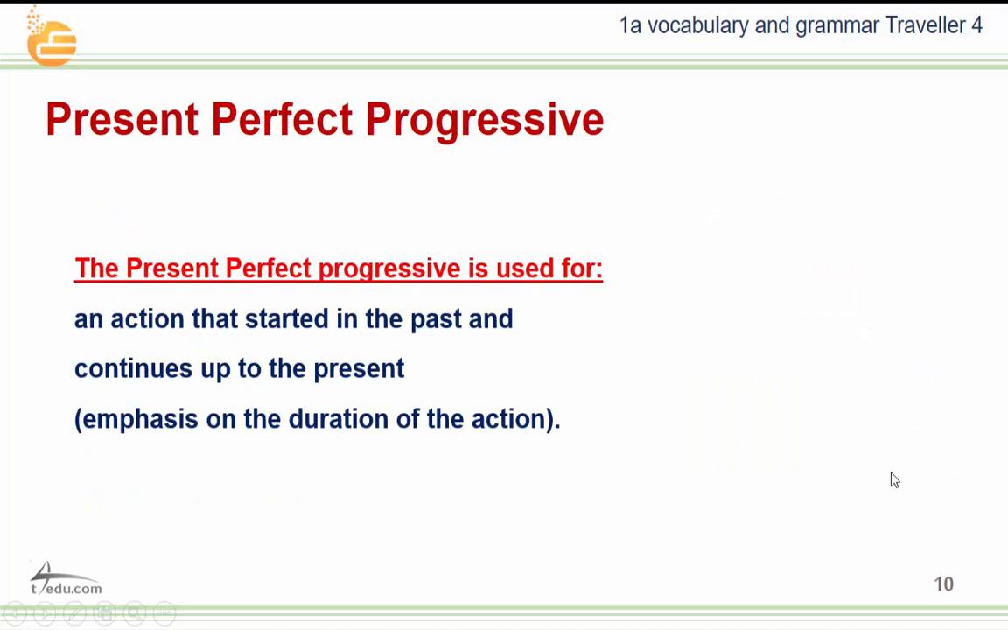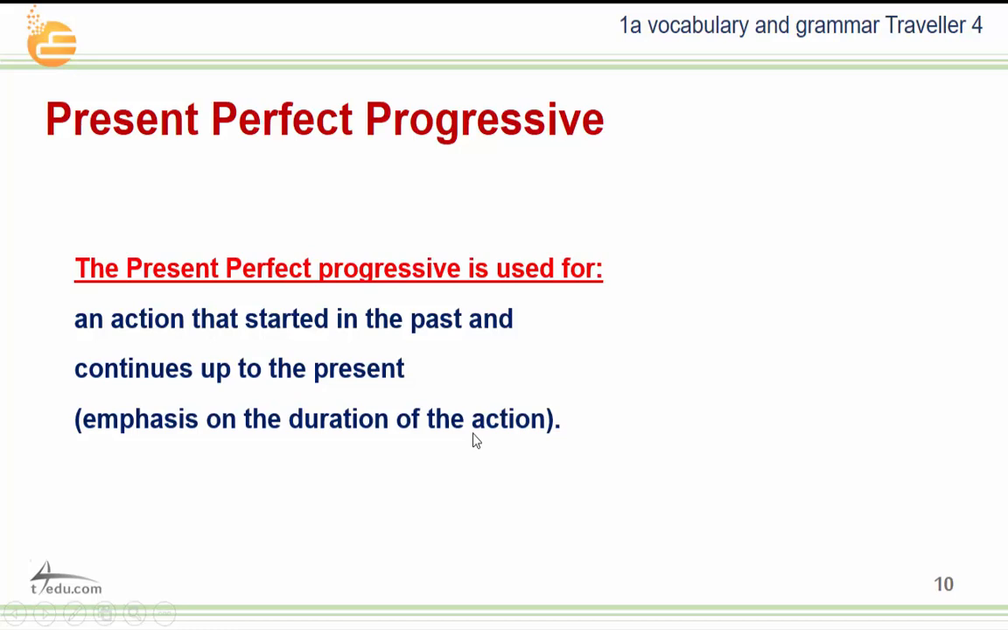Now we are going to talk about present perfect progressive. In the previous section we were talking about present perfect simple, and now we are going to talk about present perfect progressive. The present perfect progressive is used for an action that started in the past and continues up to the present. Here, the emphasis is on the duration of the action.